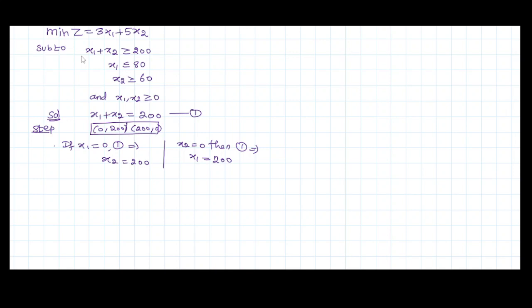The second line passes through 80 on the x1 axis and is parallel to the x2 axis, and the third line passes through the point 60 on the x2 axis and is parallel to the x1 axis.